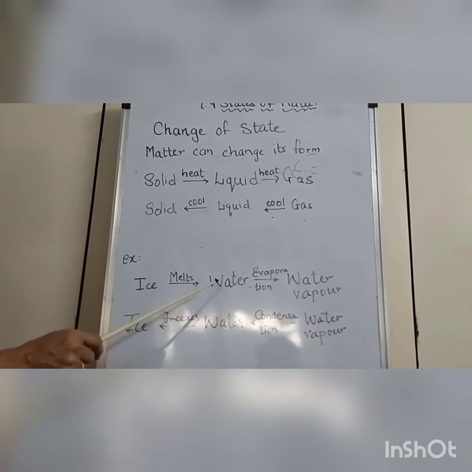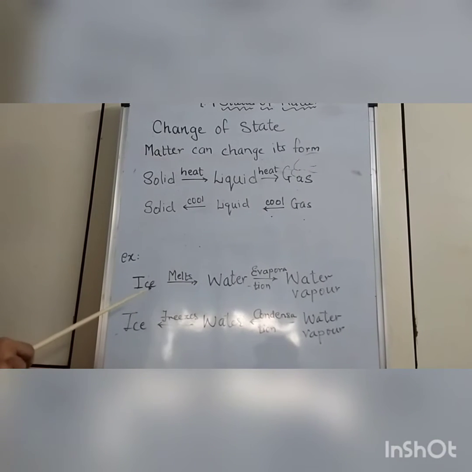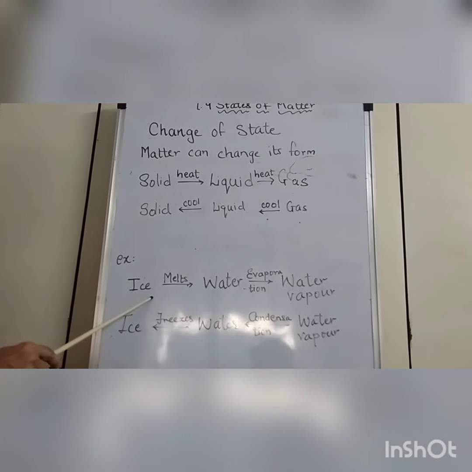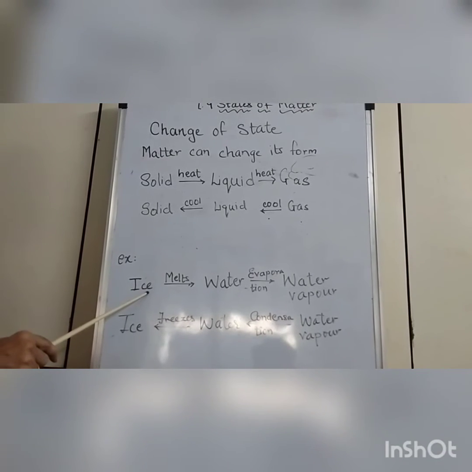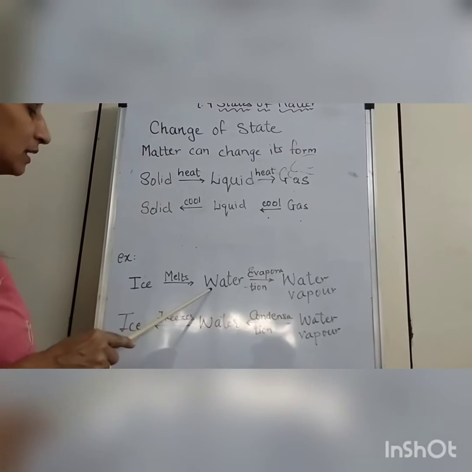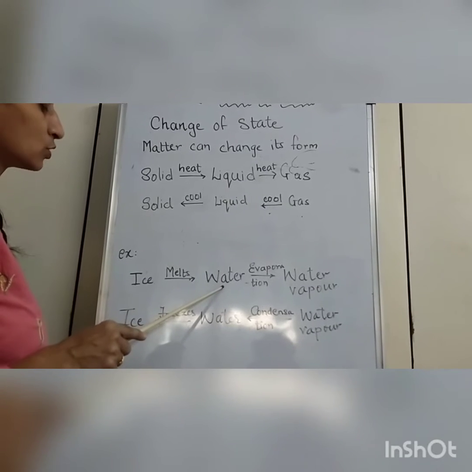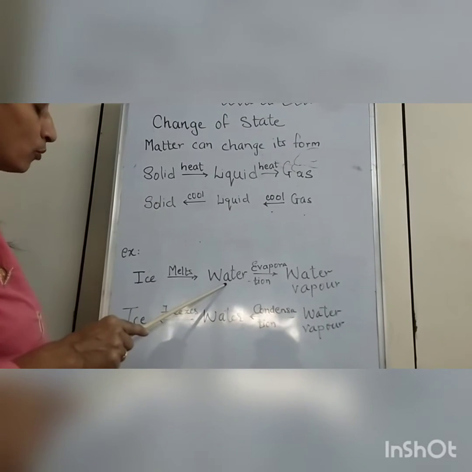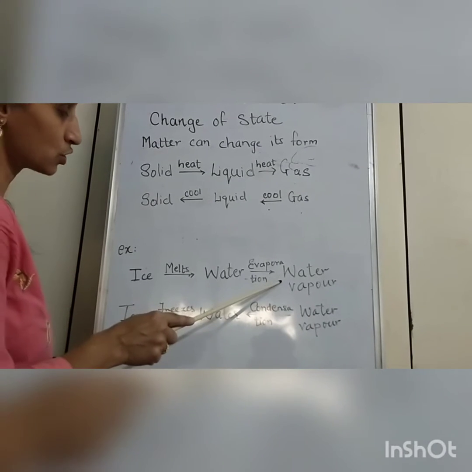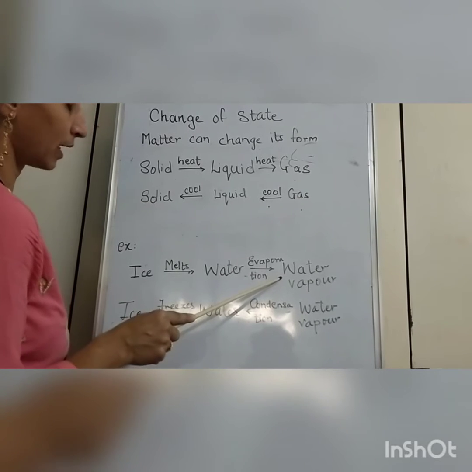So the classic example to study this is water, because water is easily available everywhere and day in and out we study this example. So the solid form of water is ice. If we provide heat to ice, it will get converted into water, that is a liquid form of matter. So ice will melt and will get converted into water, that is a liquid form of matter.